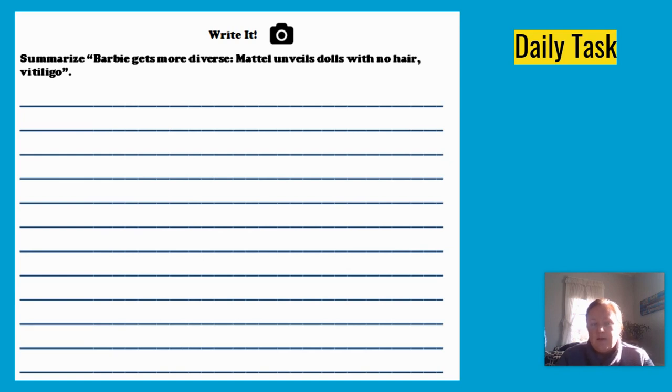It says, write it. Summarize, Barbie gets more diverse. Mattel unveils dolls with no hair, vitiligo. So you're going to summarize it. Start with your main idea statement and then add your supporting details. Remember in a summary that you're going to paraphrase your evidence, okay? So make sure that your supporting details are paraphrased. I look forward to seeing your writing.